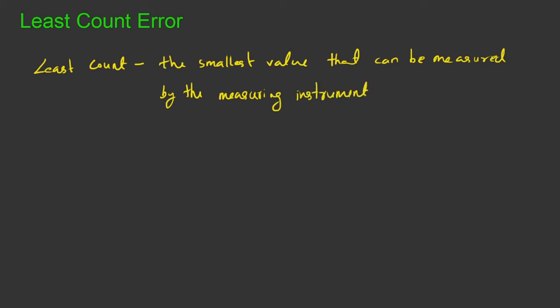All the readings or measured values are good only up to this value that we already seen in our measurement. So least count error is the error associated with the resolution of the instrument.